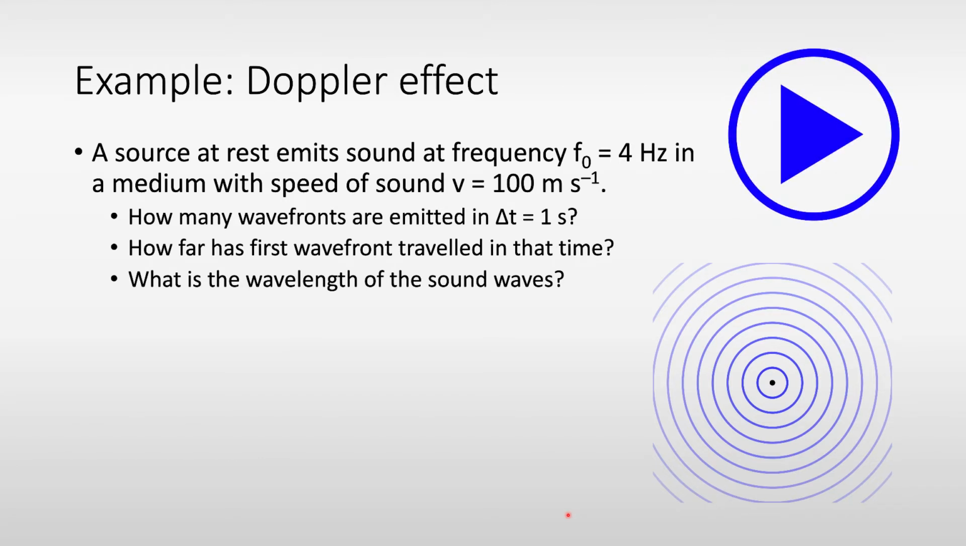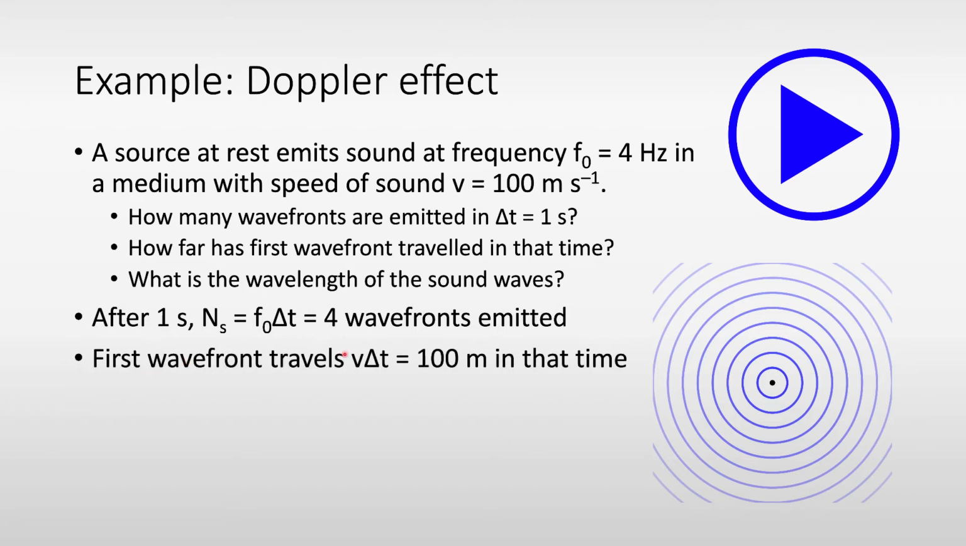Okay, so addressing the first part, after a single second, the number of wavefronts emitted by the source is the frequency times the time difference, which gives us 4 wavefronts. Okay, so now we need to find out how far that first wavefront travels in that time. So it's v delta t in this case. So it's speed times time gives us 100 meters. So the first wavefront travels 100 meters in that time.